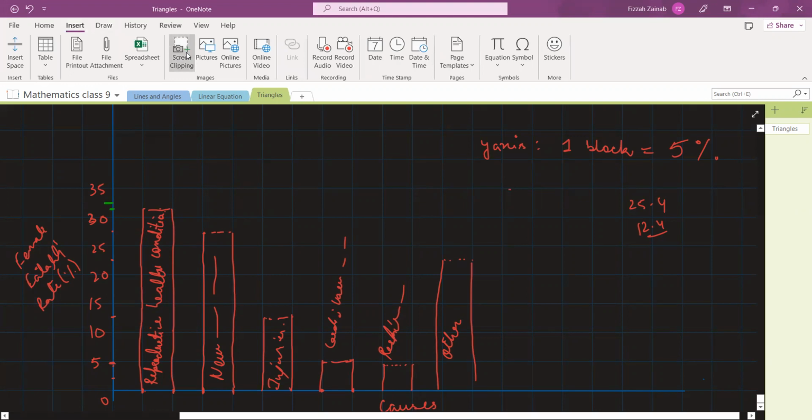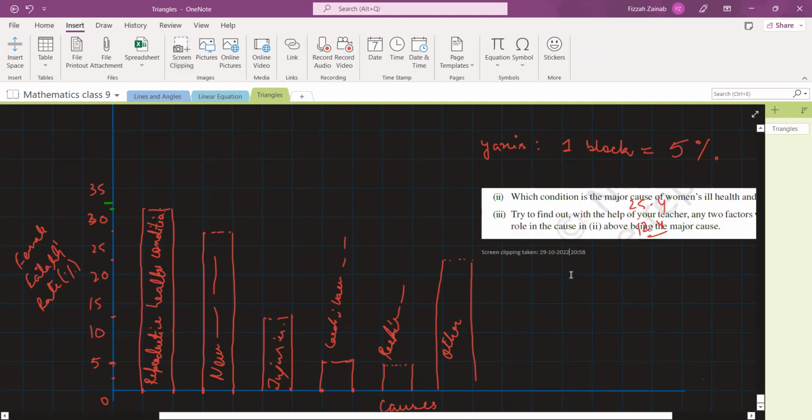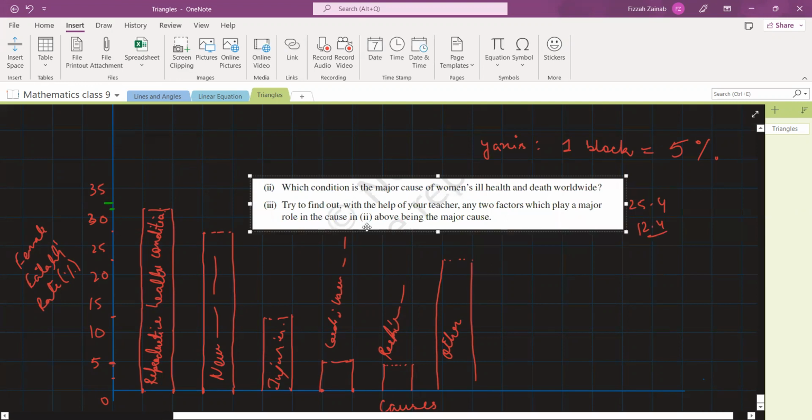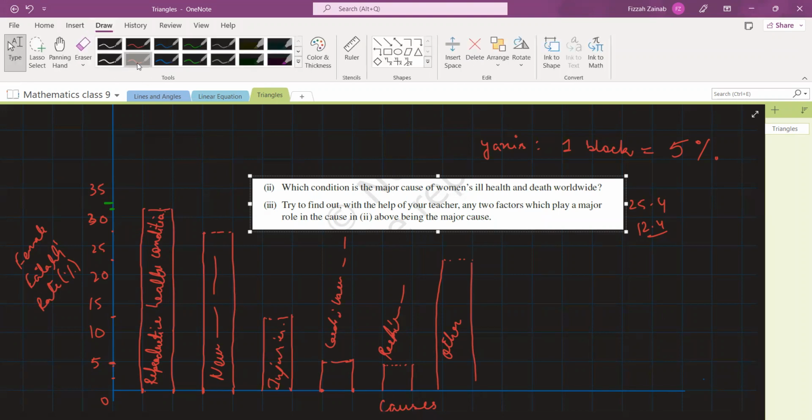Now come to the questions attached to this. So first part we have done. Now second. Which condition is the major cause of women's ill health and death worldwide? So which condition do you see here? Major cause is this, right? Reproductive health condition.